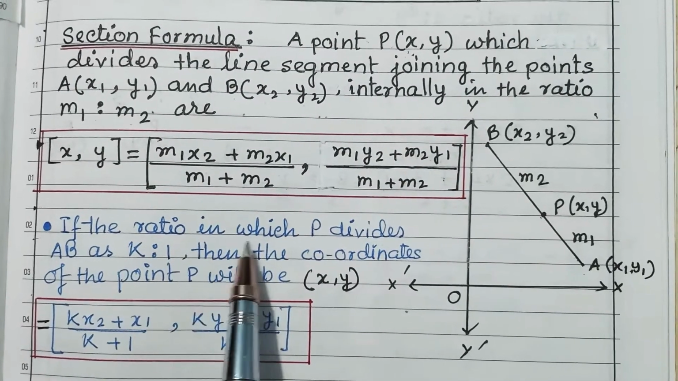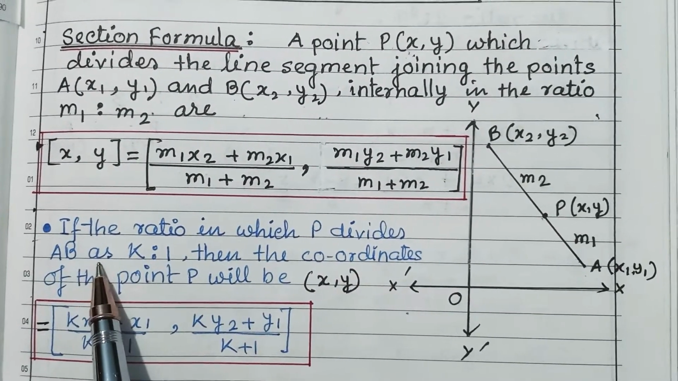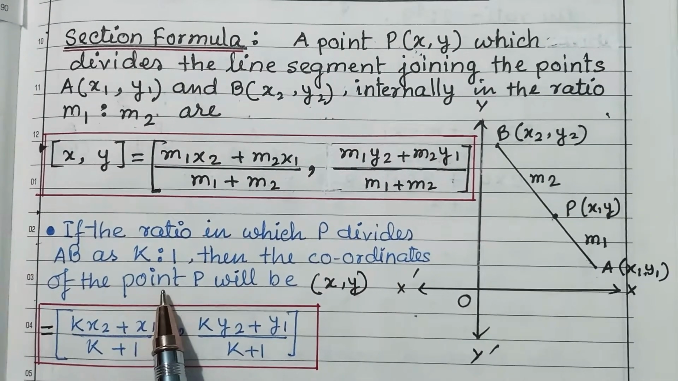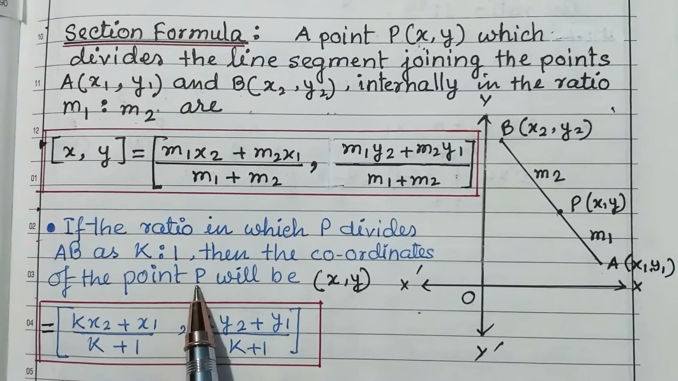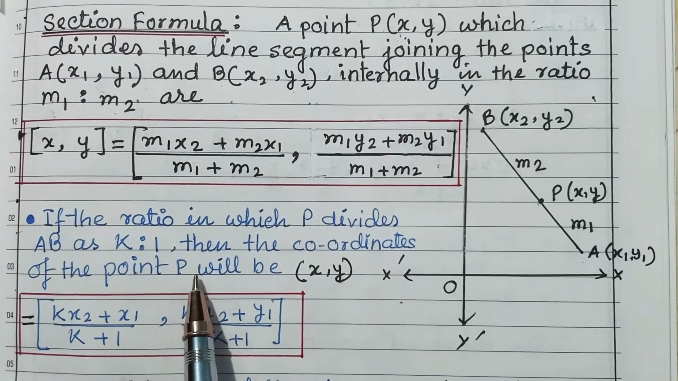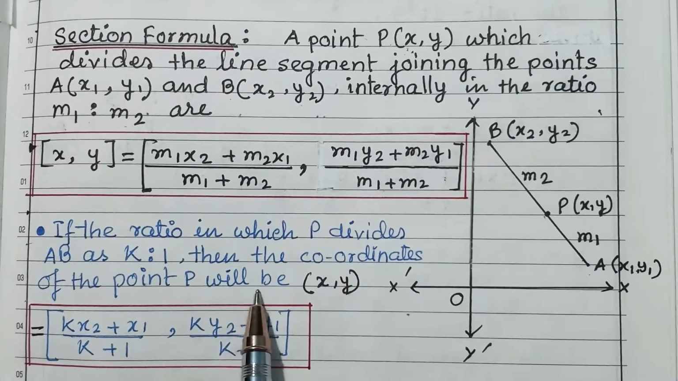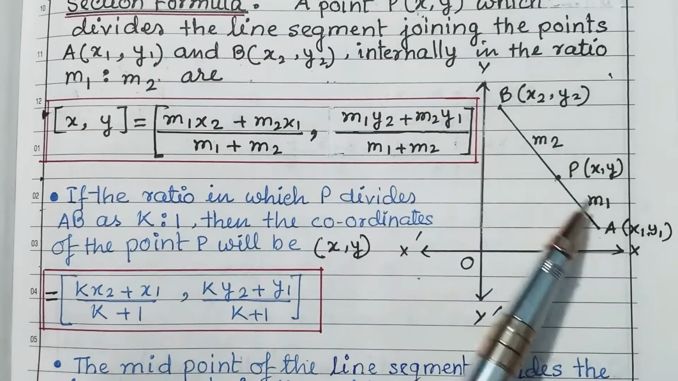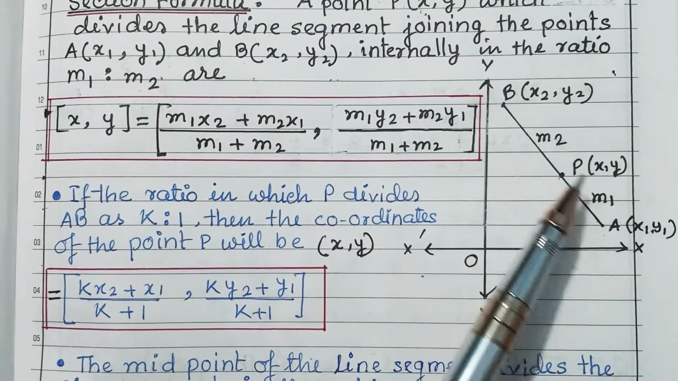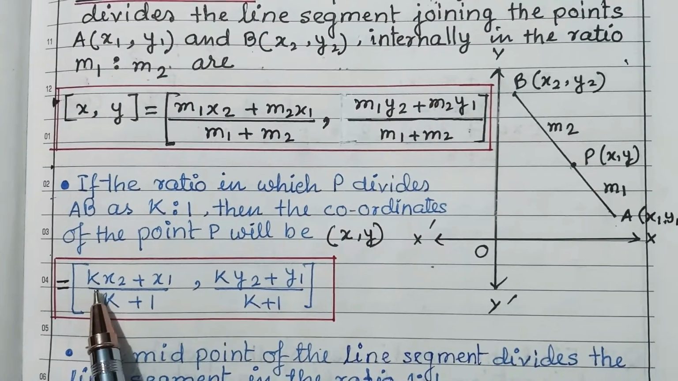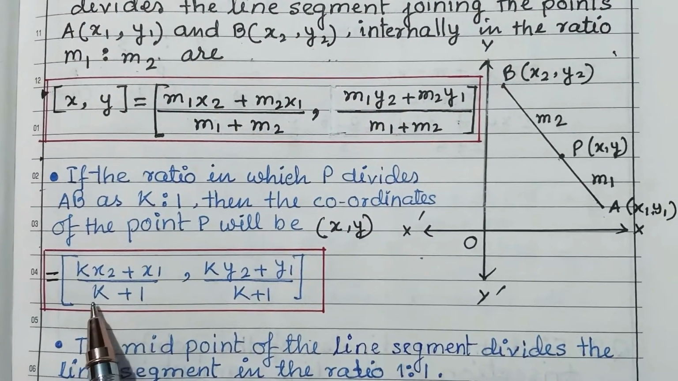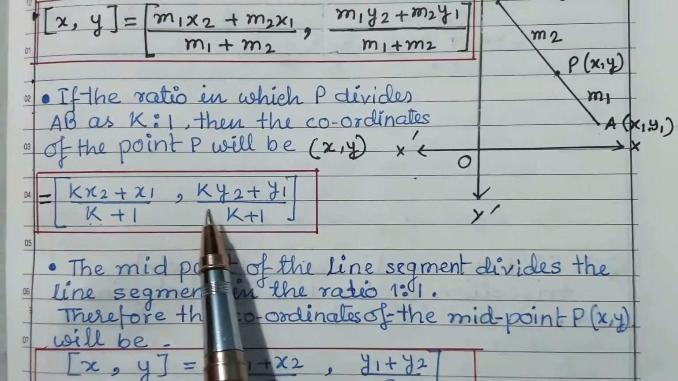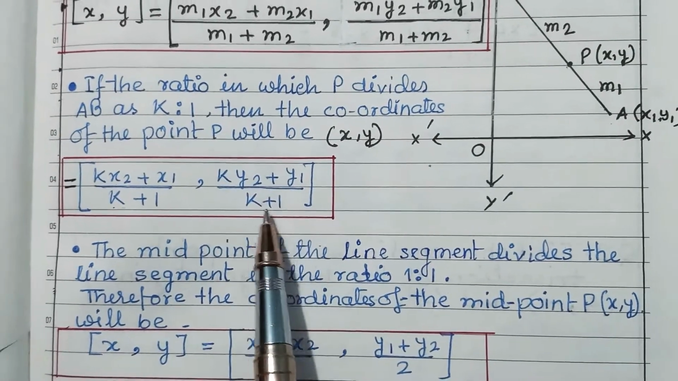Now, if the ratio in which P divides AB is k:1, then the coordinates of the point P will be (x, y). In this case, if it is k:1, instead of m1, m2, we can write x = (k x2 + x1) upon (k + 1). It is the value of x. And the coordinate of y is (k y2 + y1) upon (k + 1).